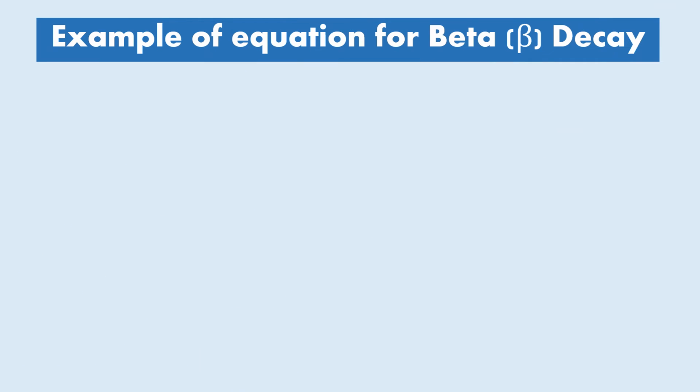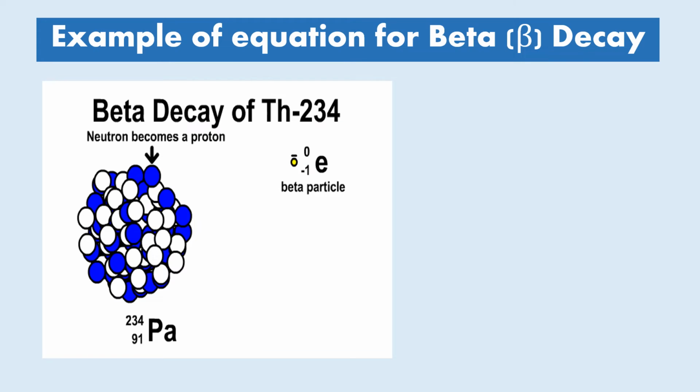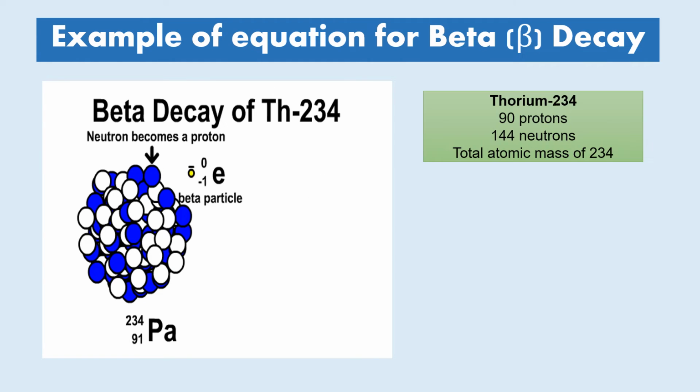Now, we take a look at the example of equation for beta decay. This animation shows the beta decay of thorium-234. Thorium-234 has 90 protons and 144 neutrons. Thus, the total atomic mass for thorium is 234. As the unstable nucleus of thorium-234 undergoes the beta decay, a neutron becomes a proton.